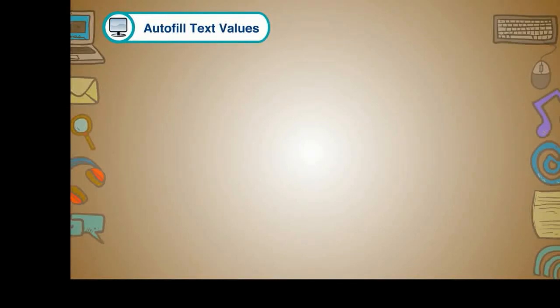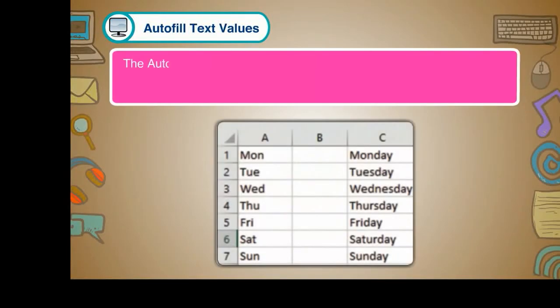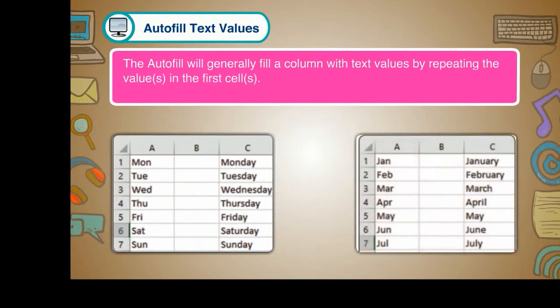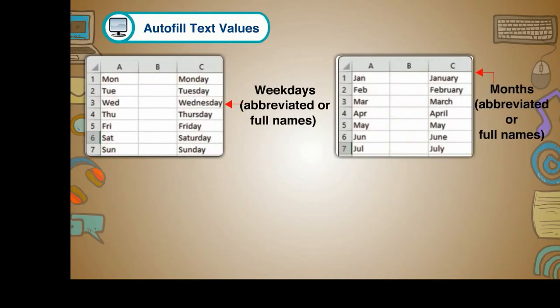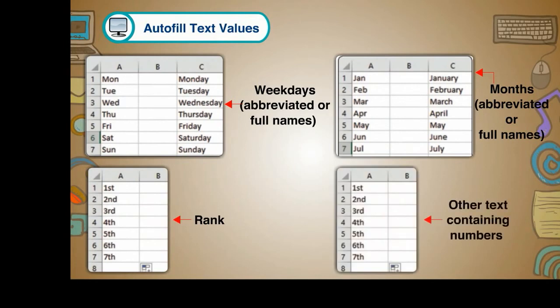Autofill text values. The autofill will generally fill a column with text values by repeating the values in the first cells. However, there are some text values that Excel recognizes as part of a series. These are weekdays, months, abbreviated or full names, rank, and other text containing numbers.